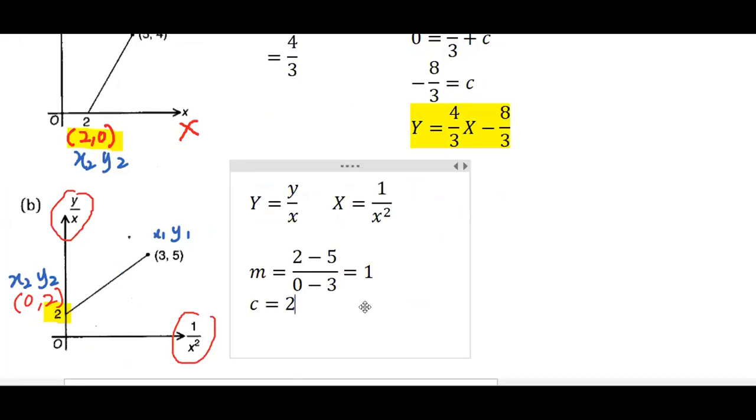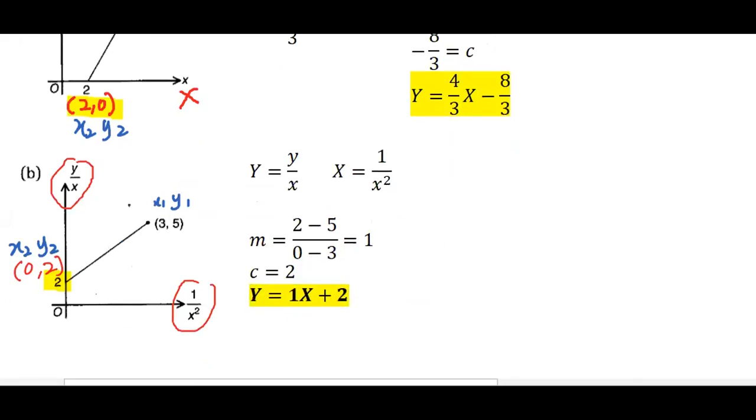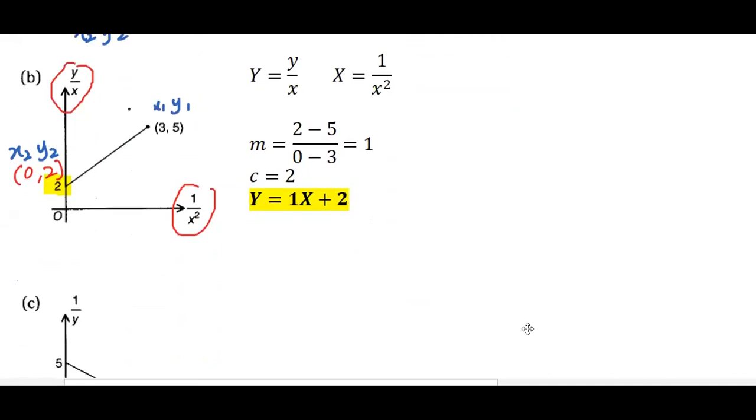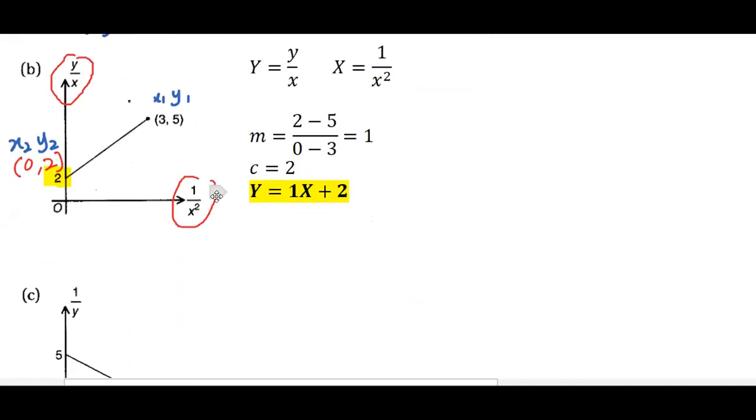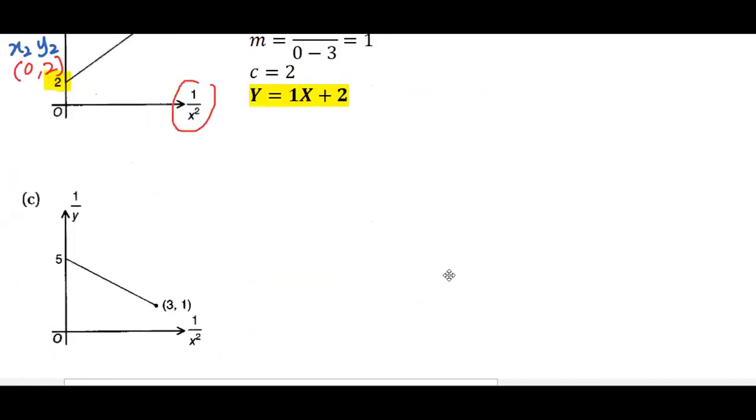So, when I write the formula, Y equals MX plus C. Okay? So far okay. This one is easier. B is easier than A.